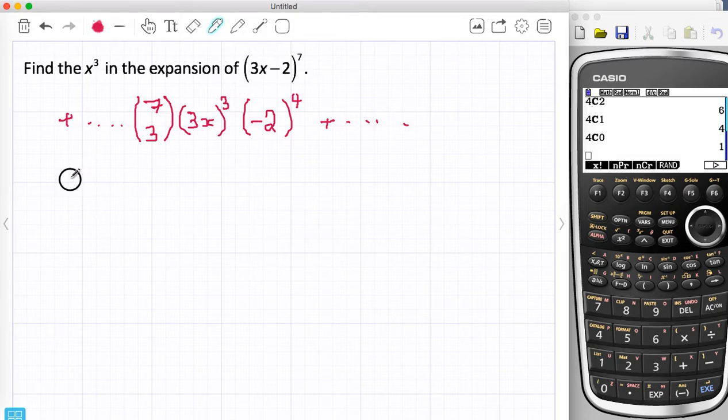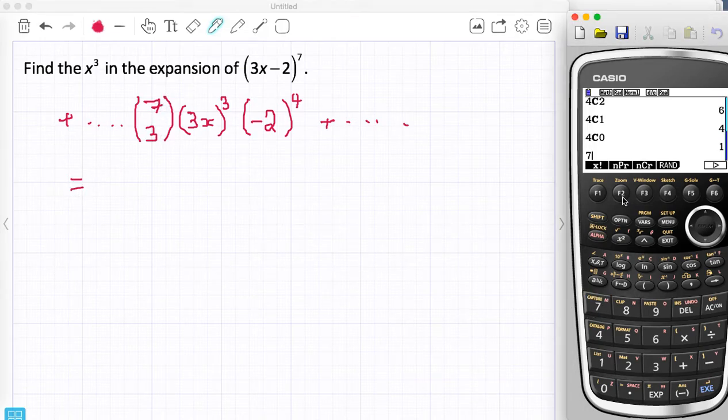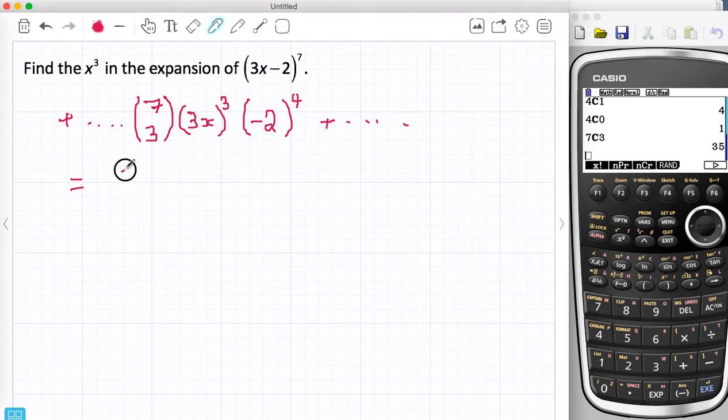Now, a few pitfalls. First of all, 7C3, that shouldn't be a problem. We can do that on the calculator. 7C3 is 35. Now you've got a bracket here, which means that everything inside the bracket is to the power of 3. So you've got 3 to the power of 3, which is 27 x cubed.